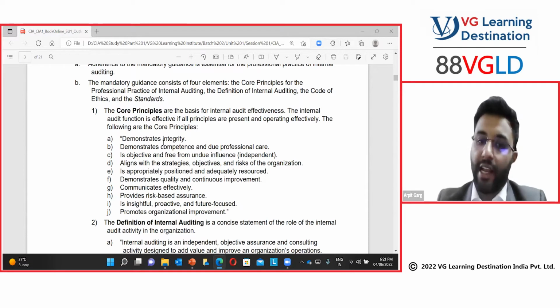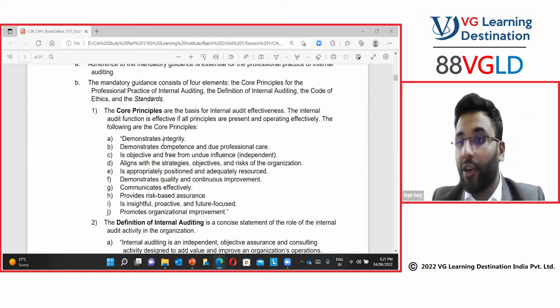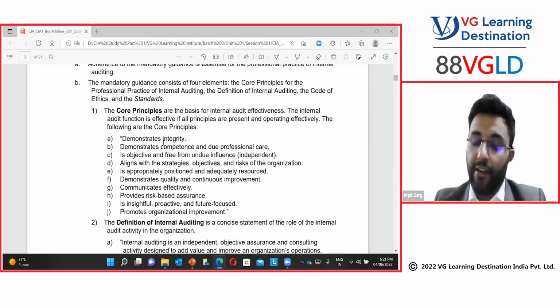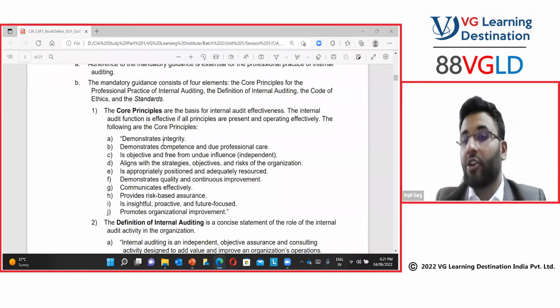Now, demonstrates competence. We all understand the word competence, right? We have to be competent. We have to have adequate competency on the work that we are doing. And we are going to understand competency at much greater length. But at this point of time, just understand that whatever work we pick, we should be competent to deliver it.